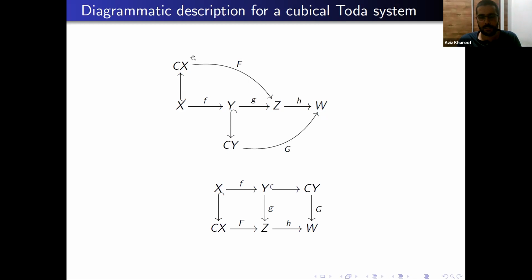This square, I can think about it as a map from this map to this map. And this I can think about as a map from this map to this map. So I want to organize it like this. I want to do something similar for 4 maps, for the second order Toda system, something similar.